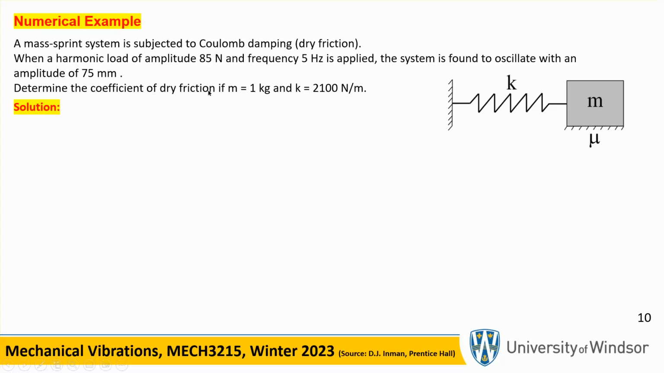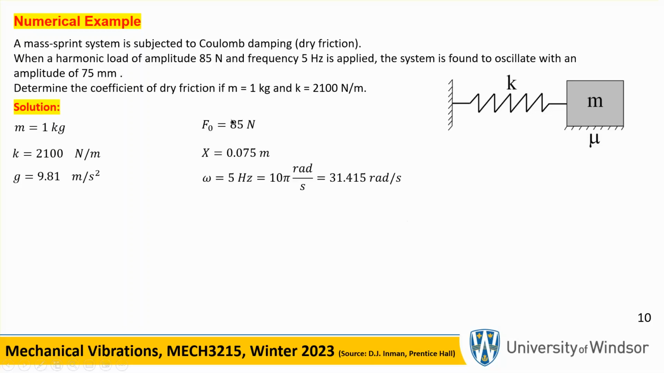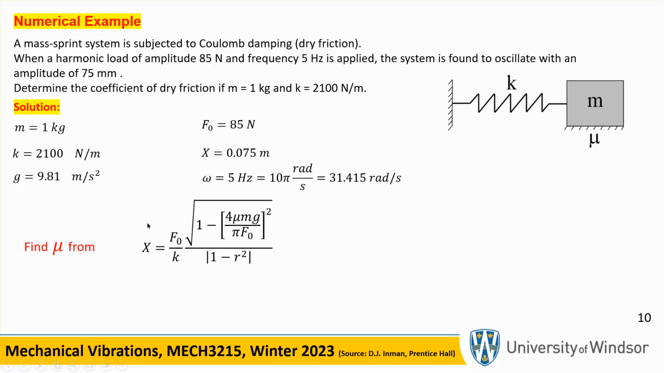From that, we want to calculate the coefficient of kinetic friction. Okay, we have the stiffness and we have the mass given to us in these numbers. So these are given, except 5 hertz is converted to radians per second, and we go to our equation, which relates all of these things together. The only unknown here is mu.